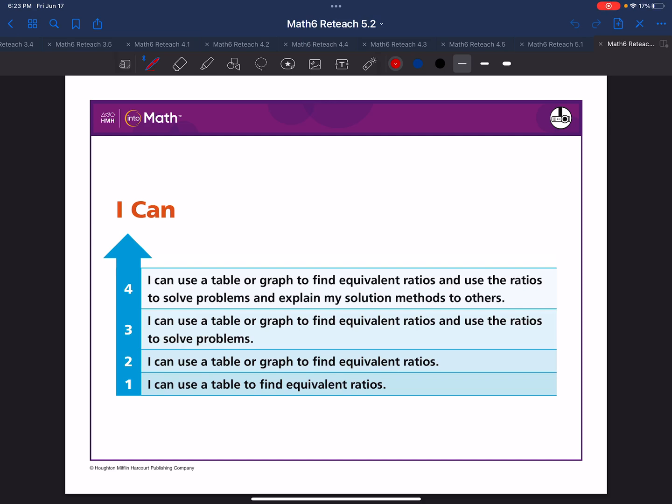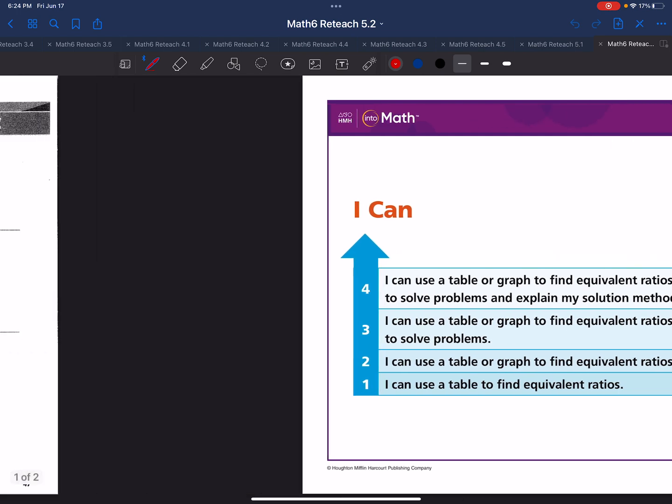Today we will review 6th grade math lesson 5.2. This lesson will cover how to represent ratios and rates with tables and graphs. Here's your I can statement. I can use a table or graph to find equivalent ratios and use the ratios to solve problems and explain my solution methods to others.